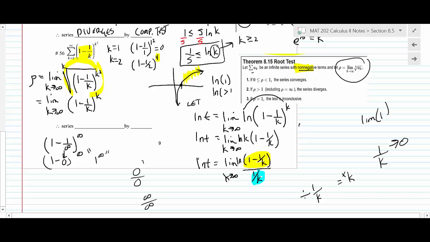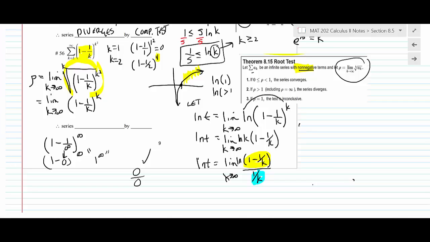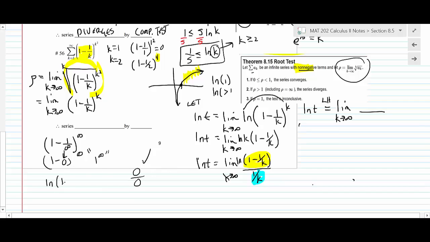Now the reason I rearranged it as 0 over 0 is so I can use L'Hopital's Rule. So tell me what I need to do: I need to take the derivative of the top and the derivative of the bottom. I'm going to go over to the side with some scratch paper and work these out. I'll write ln of t equals, and I always put this LH just to remind myself that now I'm doing L'Hopital's Rule. So the limit as k goes to infinity, and let's do these two derivatives. I'm going to write this as ln of 1 minus k to the negative 1, just so I can do that derivative.